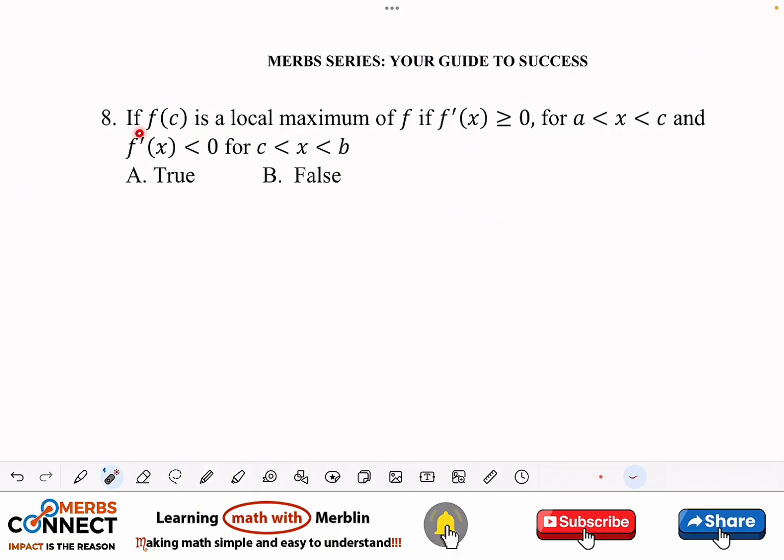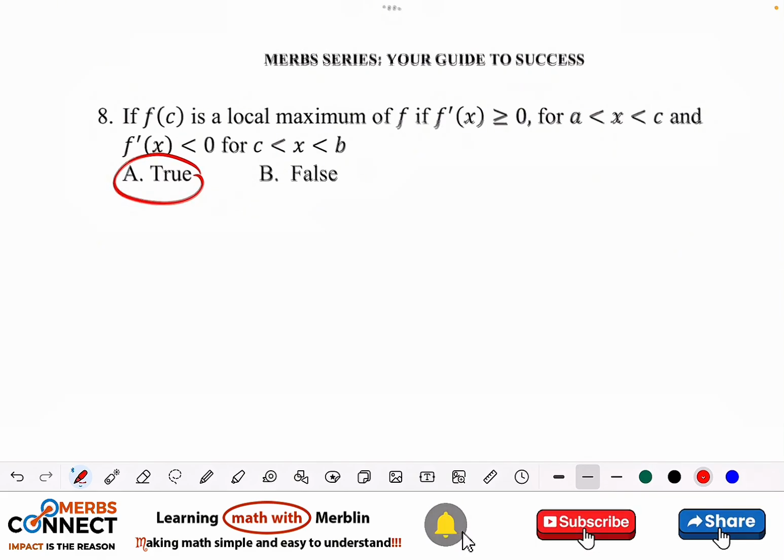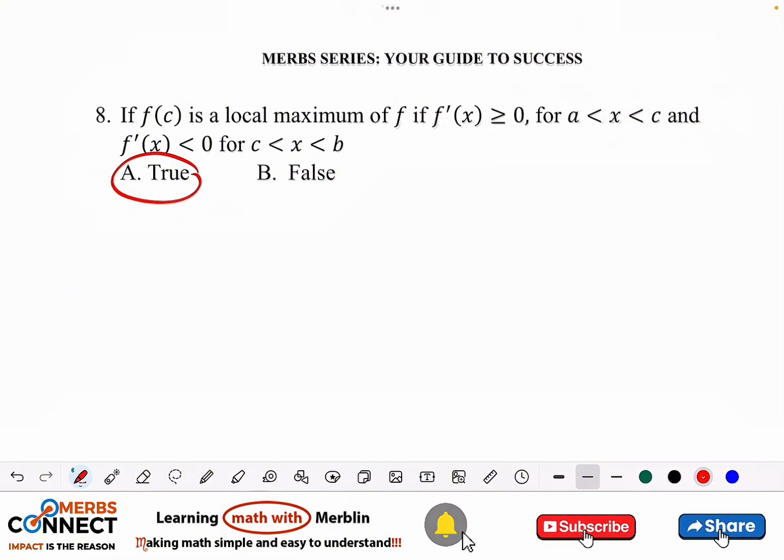Now, if f of c is a local maximum of f, then f prime is greater than or equal to 0 for x lying between a and c, and this one will be less than 0 on the other side. This one is true. I have a video coming on local maximum and minimum, and you are going to understand these things that we are doing very well, like critical values. But because of your quiz, that's the reason why I needed to do this before we finish watching all the videos.